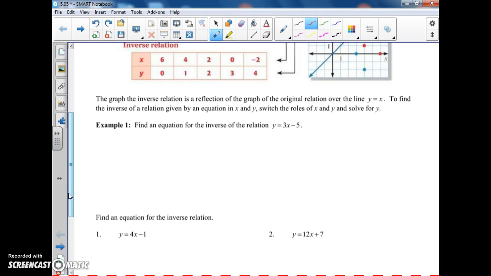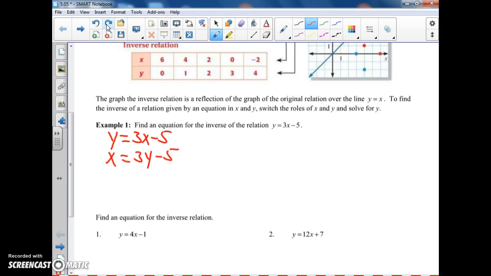So here we're doing example number 1. Here's the original function, y equals 3x minus 5. You're going to trade places with the x and the y. If I remember, we did this first semester. So here's x and y being traded places. Now what do you have to do next?